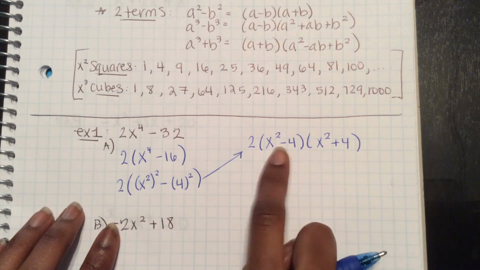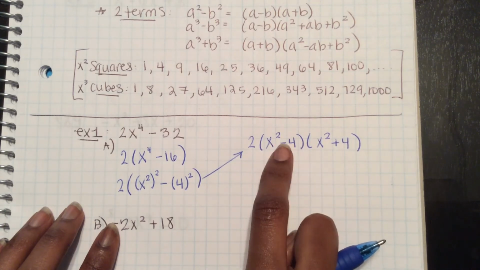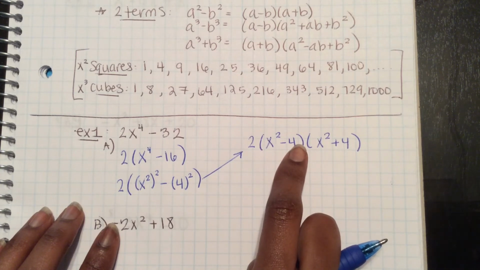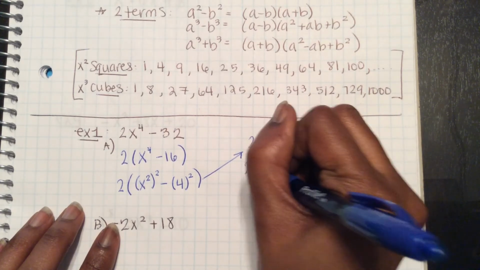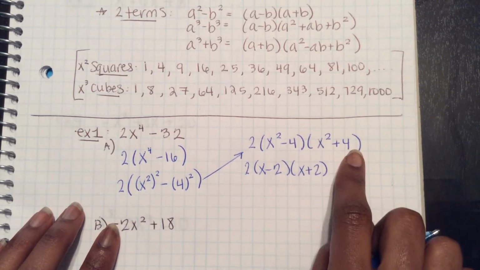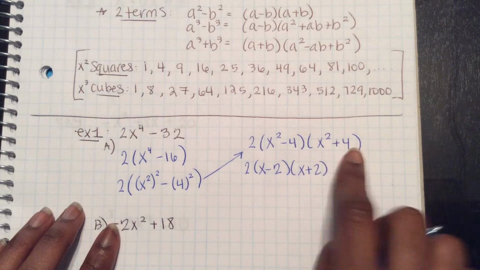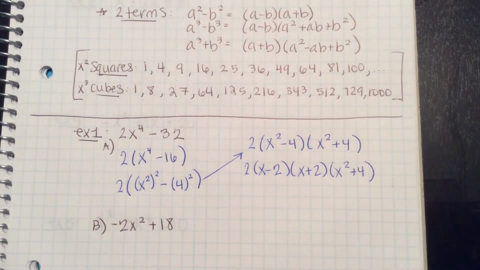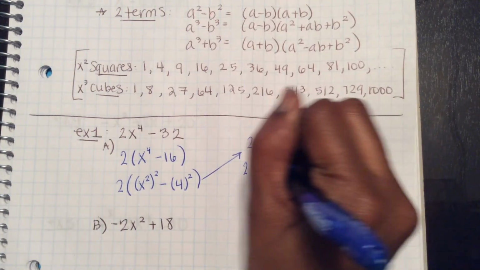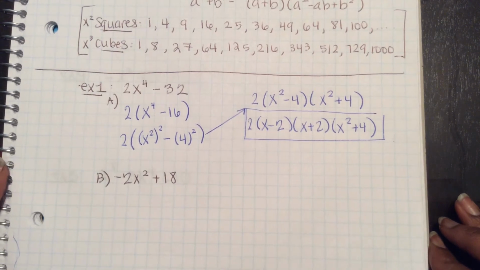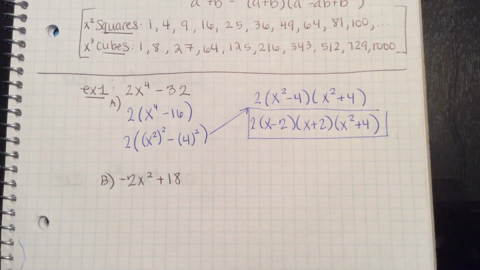So now each of these are 2 terms. This one right here is another difference of squares because remember 4 is 2 squared. So this is going to be 2x minus 2, x plus 2. X squared plus 4 is a square plus a square, which we cannot factor. And that would be my answer, factored completely.